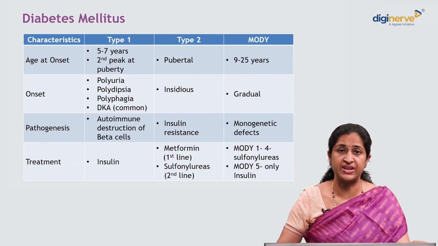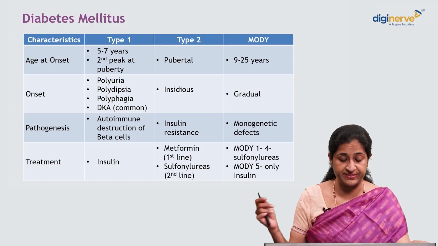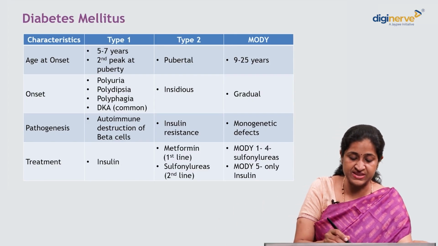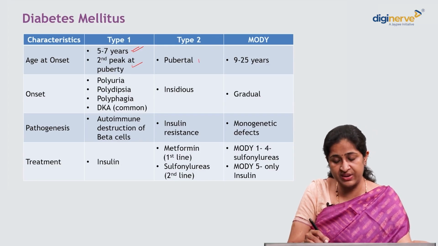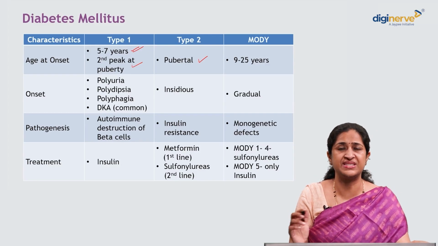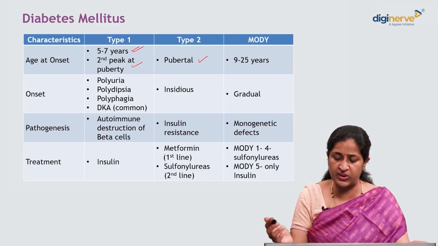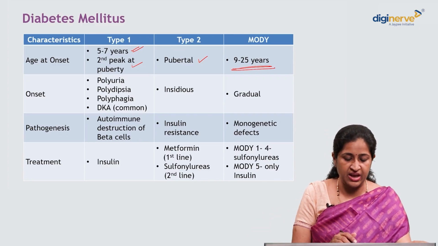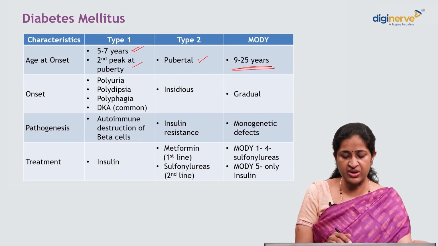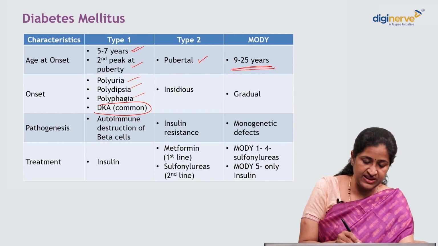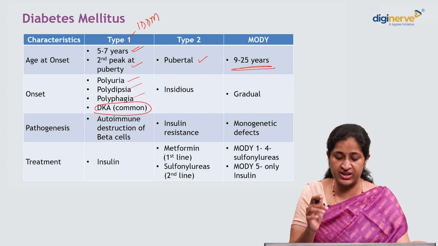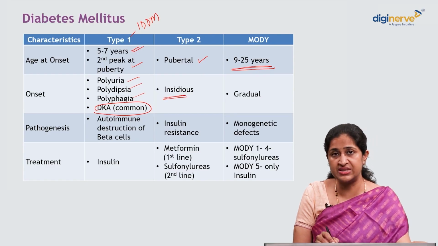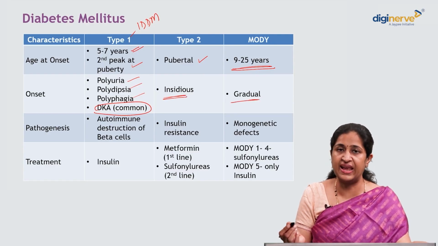Now, what are the different types of diabetes and how do they vary? The classical type 1 diabetes presents at 5 to 7 years with the second peak at puberty. Type 2 is primarily pubertal, and MODY can present somewhere in the adolescence to up to 25 years of age. Onset is classical features. You'll have polyuria, polydipsia, polyphagia, and commonly present in DKA. Type 1 is the IDDM, so it presents with usually DKA. Type 2 is usually insidious in presentation, like the MODY.